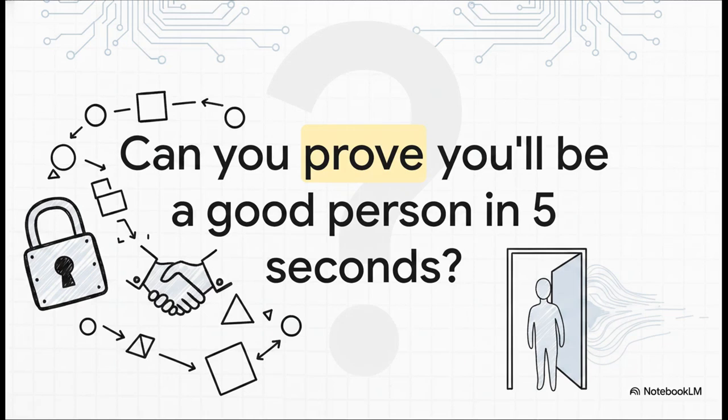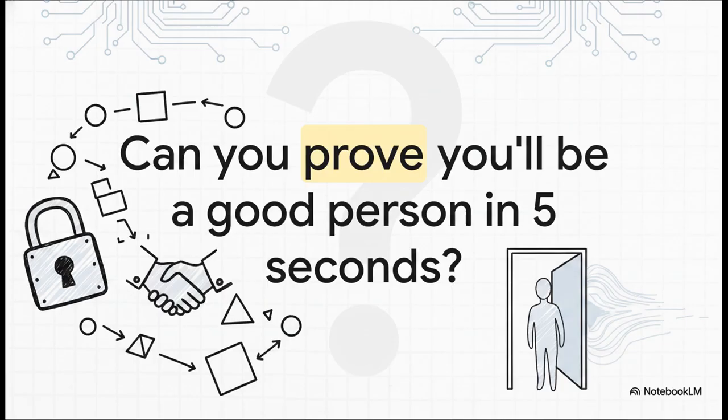So, can you prove you'll be a good person in exactly 5 seconds? It's a really fascinating question, right? Think about it. Cryptography is absolutely incredible at proving exactly who an AI agent is at T0. You get a signature, a handshake, and boom, the math is airtight.